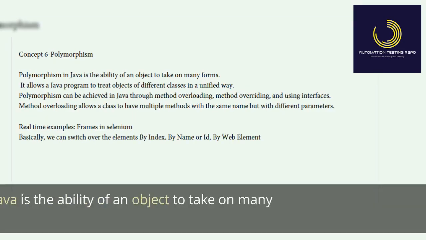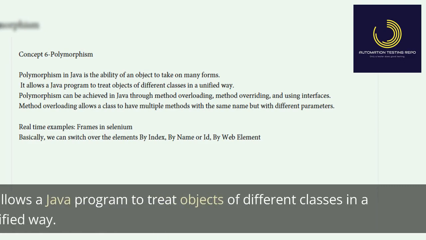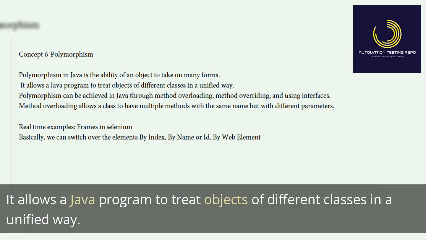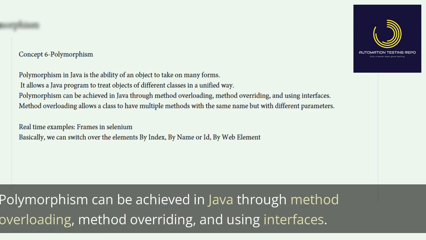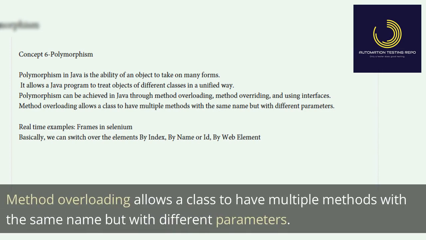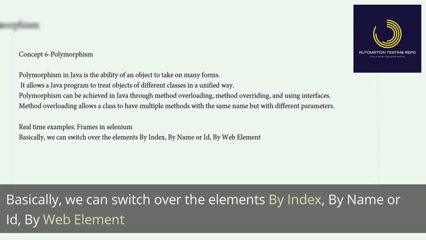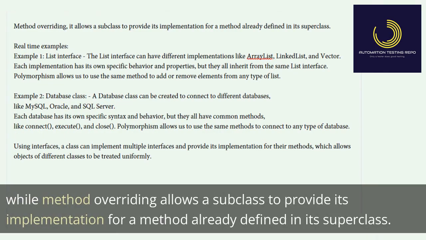Concept 6. Polymorphism. Polymorphism in Java is the ability of an object to take on many forms. It allows a Java program to treat objects of different classes in a unified way. Polymorphism can be achieved in Java through method overloading, method overriding, and using interfaces. Method overloading allows a class to have multiple methods with the same name but with different parameters. Real-time example: frames in Selenium. Basically, we can switch over the elements by index, by name or ID, or by web element. While method overriding allows a subclass to provide its implementation for a method already defined in its superclass.